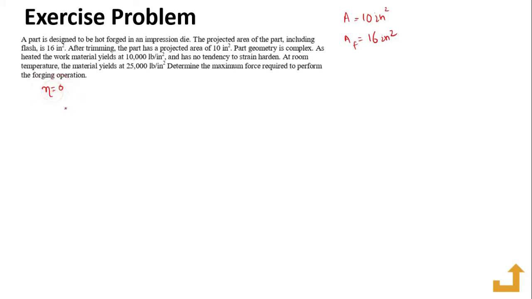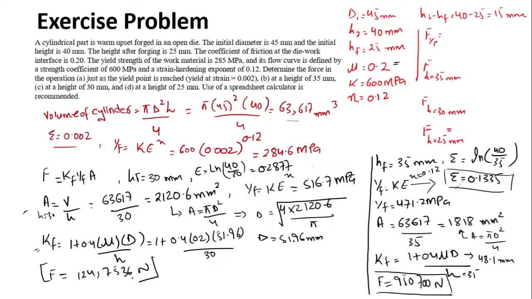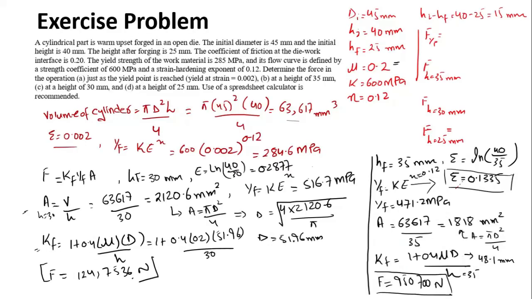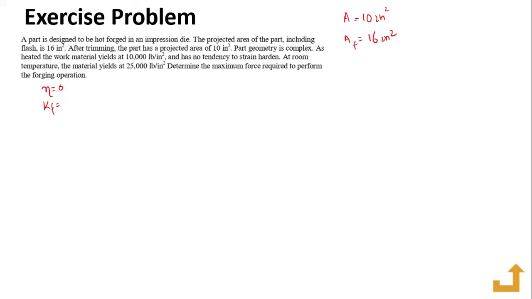Strain hardening would be equals to 0, and the value of the shape factor, as we have seen in the last in this lecture, if you go through the impression die forge for the complex shape here with the flash, for the complex shapes with the flash, the shape factor is equals to 8. So we have Kf equals to 8. So we can directly find out the force, that is equals to Kf Yf into A. So we have value of Kf equals to 8 and the Yf is equals to 10,000 psi.